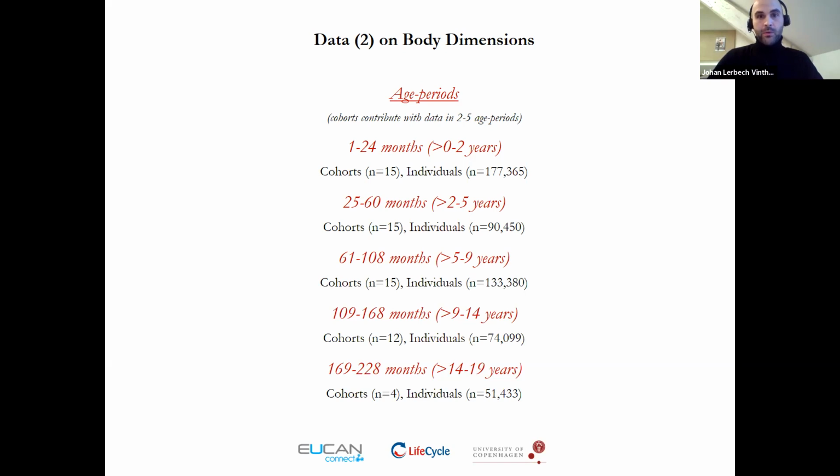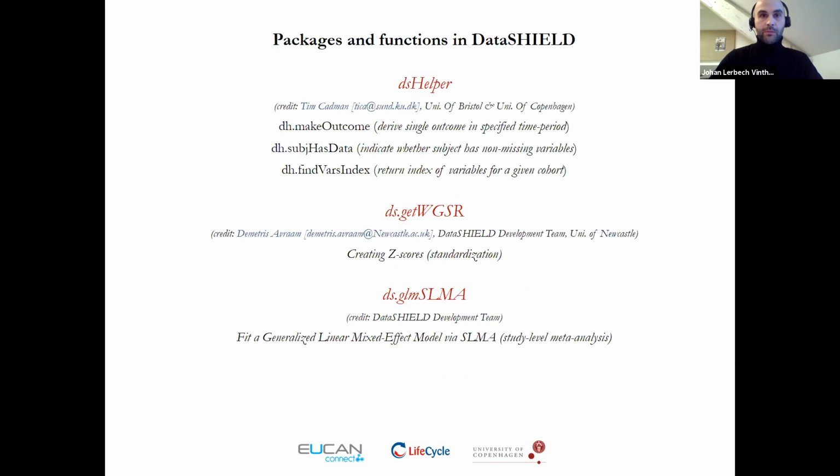Yeah, I won't go more into the numbers. This is advertisement and acknowledgement as well for the packages and functions of DataSHIELD, besides all the manipulation, all the things that Sido has been talking about. Then I've used the package called DS Helper, which is made by Tim Catman, previously at University of Bristol, but now at University of Copenhagen. And he has made some very nice functions, also useful for this study.